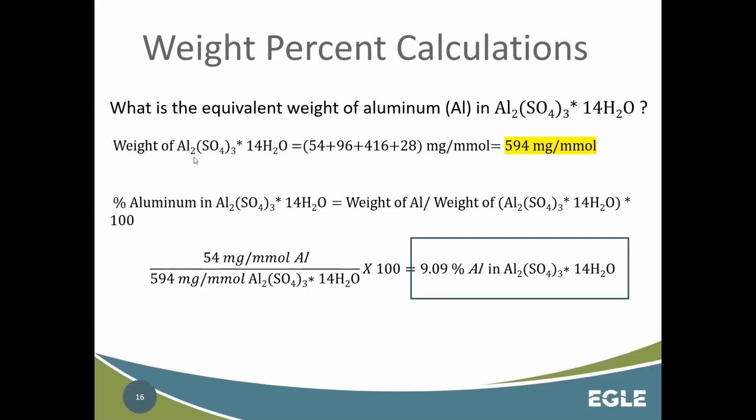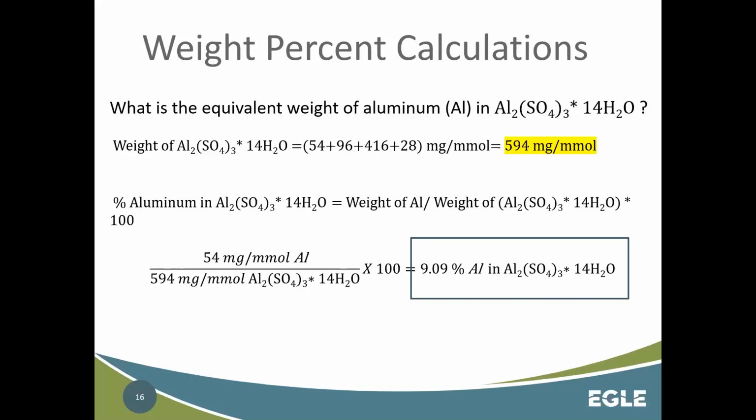So the weight of the alum plus the waters of hydration is all of the values that we just calculated on the previous slide added together. This is going to give us our total weight, 594 milligrams per millimole. And as I mentioned, when we looked at that alum product data sheet, this was listed right at the top. So if you don't have it memorized and you needed to do a quick check and you have the product data sheet available, you can always pop back and take a look at that and not necessarily have to go through all the calculations that we just did.